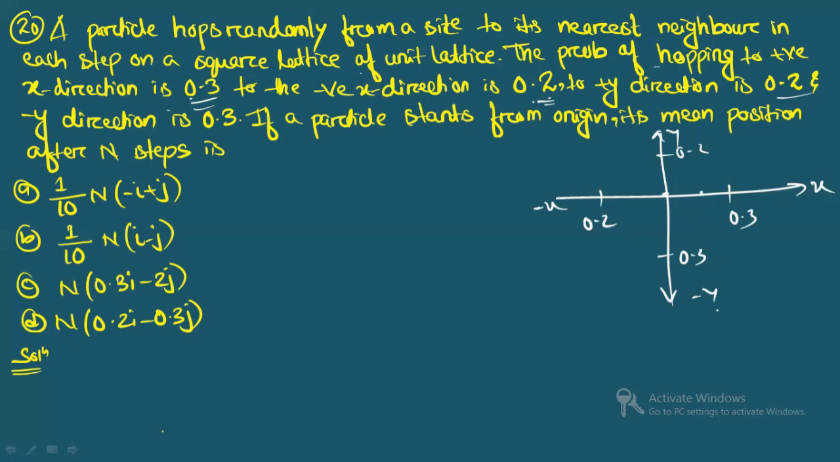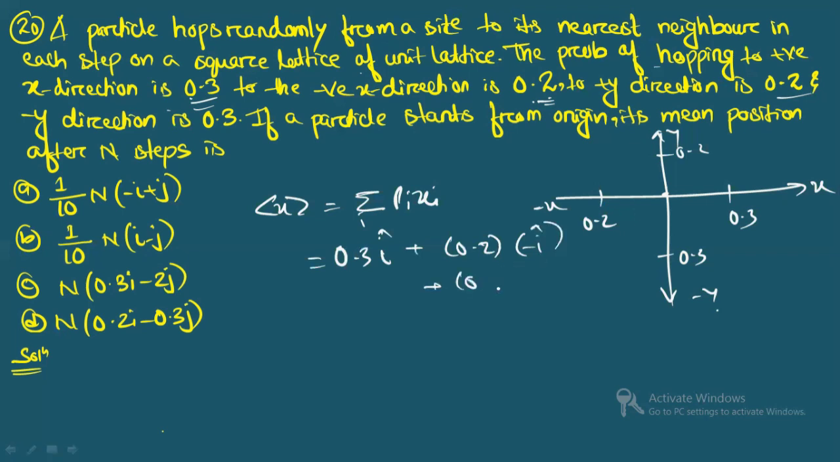Now you see, directly we'll see what mean position you need to calculate. So you're having the formula for mean, summation pi xi, right? So probabilities we will see. First we will see for which direction. For positive x, if you see it is what? 0.3 i cap, because it is 1, right? Plus again for negative, you will get 0.2 minus i cap, right? Plus again you will have 0.2 j cap plus 0.3 minus j cap, right? This is what you're having.